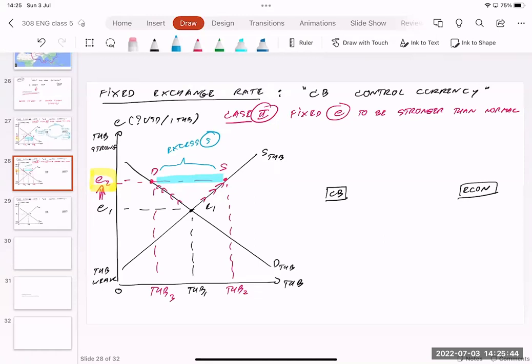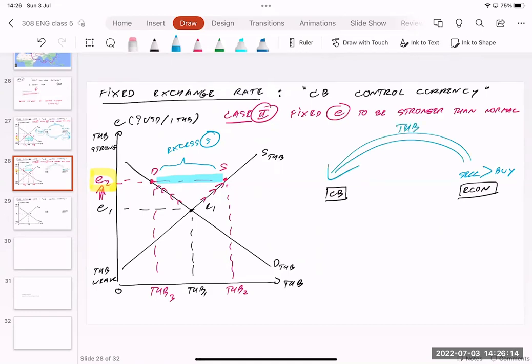In the economy, people want to sell Thai baht more than people want to buy. So we have a surplus of Thai baht, and nobody wants to buy it. So who is going to take care of this problem? Of course, the central bank needs to take care of it. People want to sell Thai baht a lot and nobody wants to buy, so you need to sell Thai baht to the central bank.